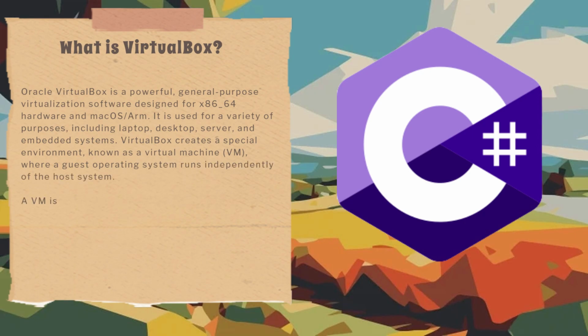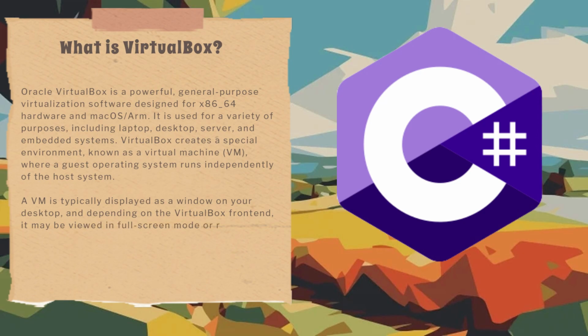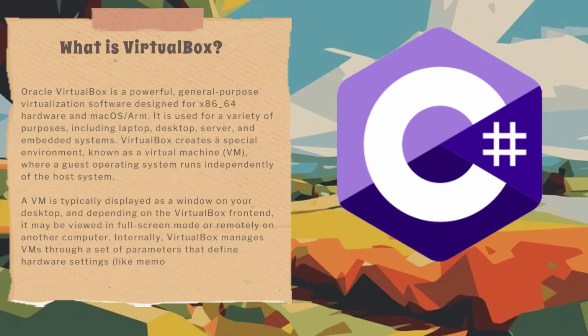system. A virtual machine is typically displayed as a window on your desktop, and depending on the VirtualBox frontend, it may be viewed in full screen mode or remotely on another computer. Internally, VirtualBox manages virtual machines through a set of parameters that define hardware settings and state information.